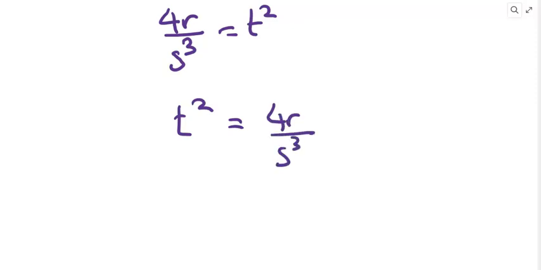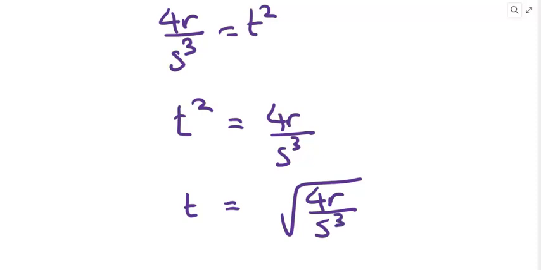Now this is the only bit where you have to use your brain a bit more, is when we undo a square, we're going to square root. So we get T is equal to the square root of 4R divided by S cubed, because square rooting is the inverse operation of squaring. But we don't know if the number that resulted in this thing here was a positive or a negative number. So that's why usually when we take the square root, we're going to have to say we want either the negative of that number or we just want the positive version, okay?